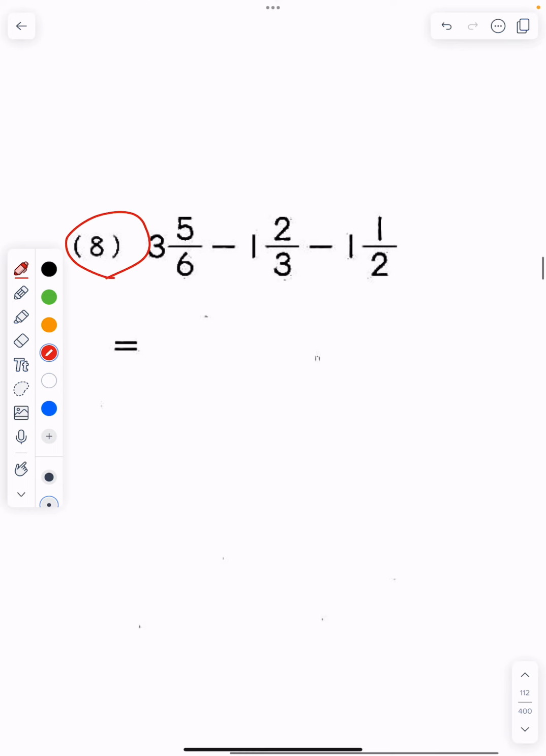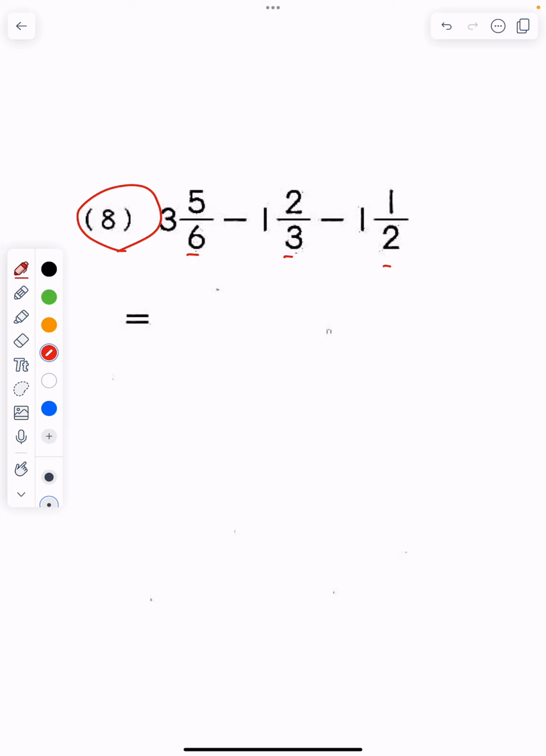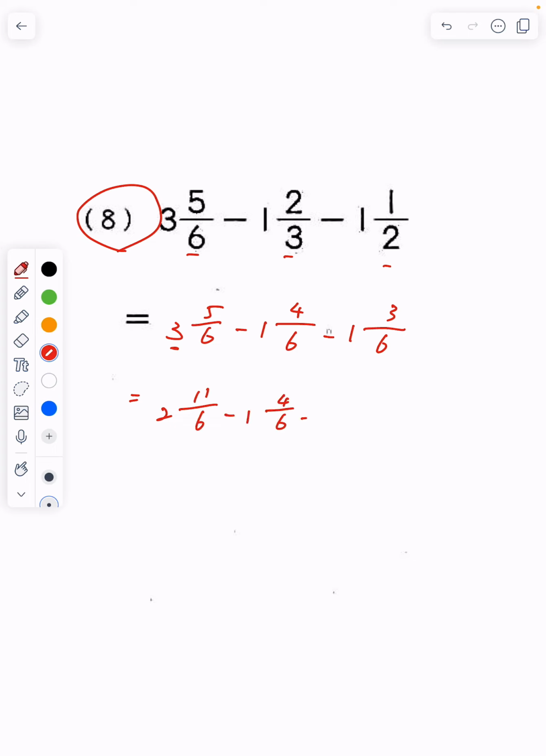All right, last question, number 8. The denominators are 6, 3, and 2, so the LCM is 6. Pretty easy for this one. We won't have to change the first one. So this becomes 1 and 4 over 6, minus 1 and 3 over 6. Now, borrow from the 3 on the side. This becomes 2 and 11 over 6, minus 1 and 4 over 6, minus 1 and 3 over 6. And then 2 minus 1 minus 1 is nothing, so we don't have any whole number left. But 11 minus 4 minus 3 will be 4. So it will be 4 over 6. The answer will be 2 over 3.